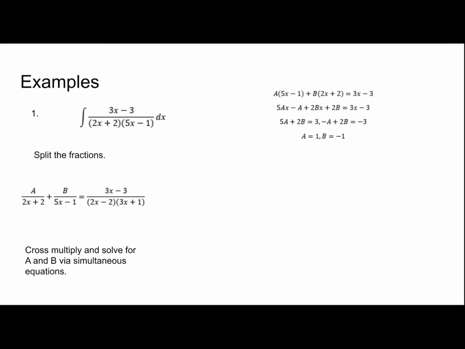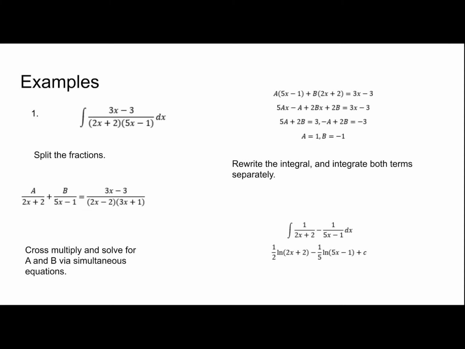The next step in this question is to rewrite the function and integrate. So rewrite the new integral you have and integrate both terms separately, because now you're going to have two terms, something plus something else. We're going to integrate them separately. So now we'll have the integral of 1 over 2x plus 2 minus 1 over 5x minus 1. And how did I get that? I got that by plugging a and b back into my formula, because we found a and we found b.